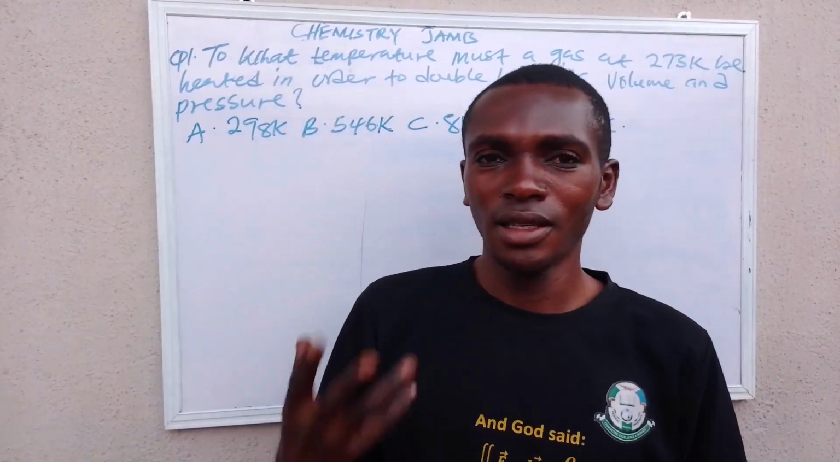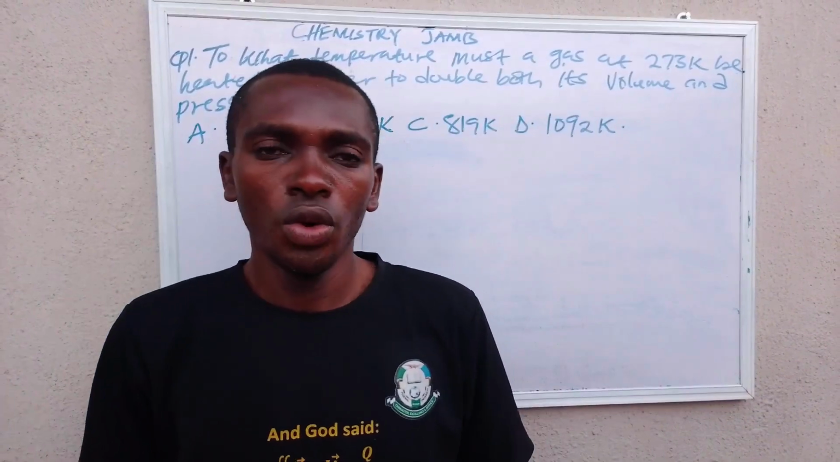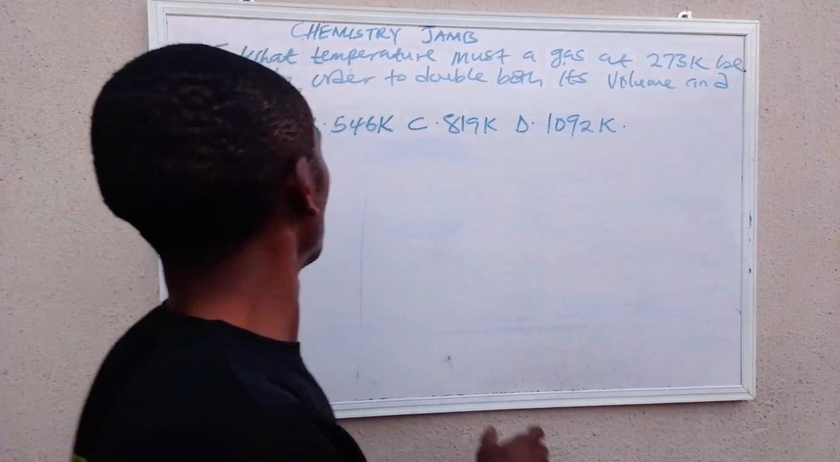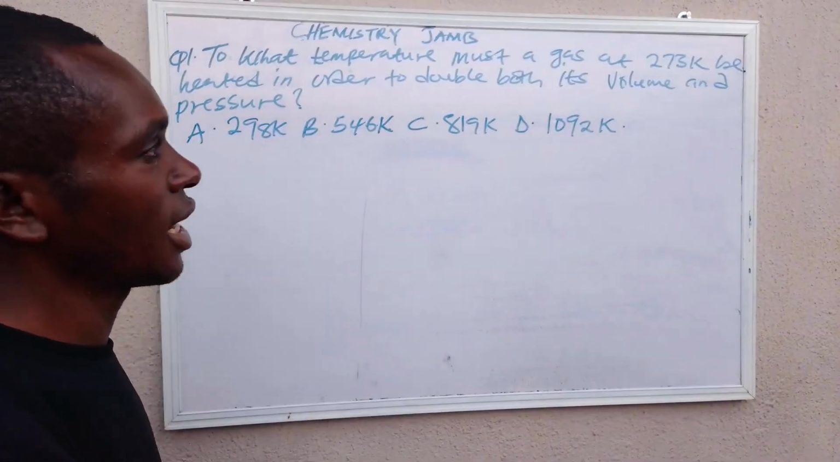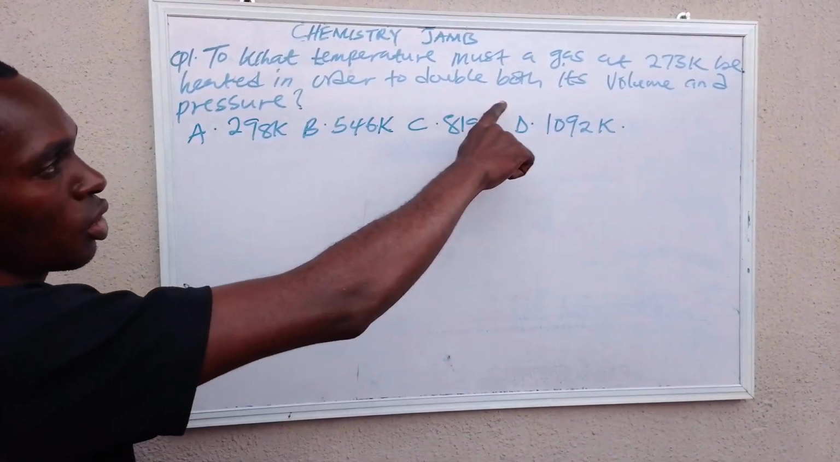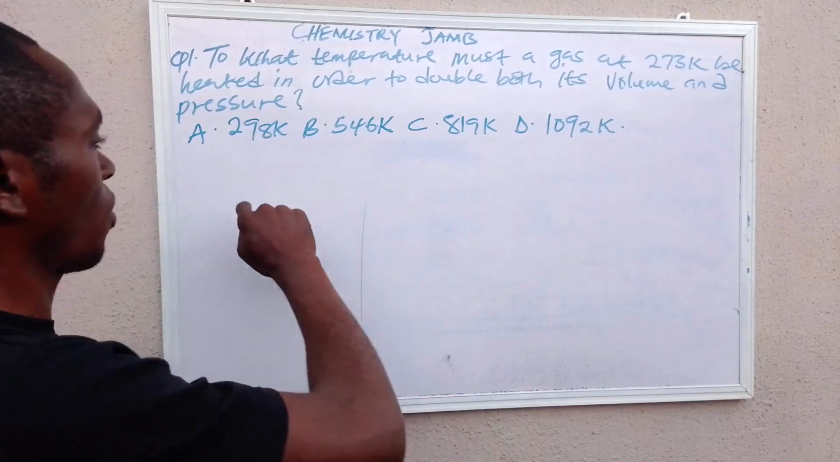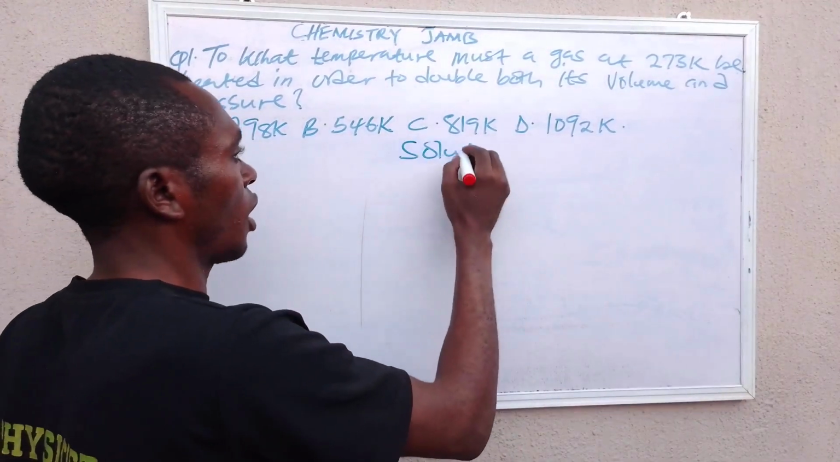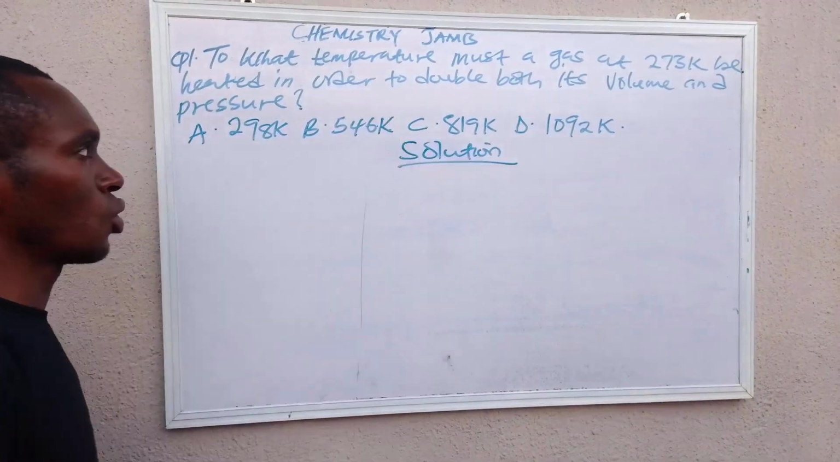Today I'm going to be looking at a JAMB question on the board. The question is a 2018 JAMB question. Now the question says, to what temperature must a gas at 273 Kelvin be heated in order to double both its volume and pressure? So these are the options given for this question.